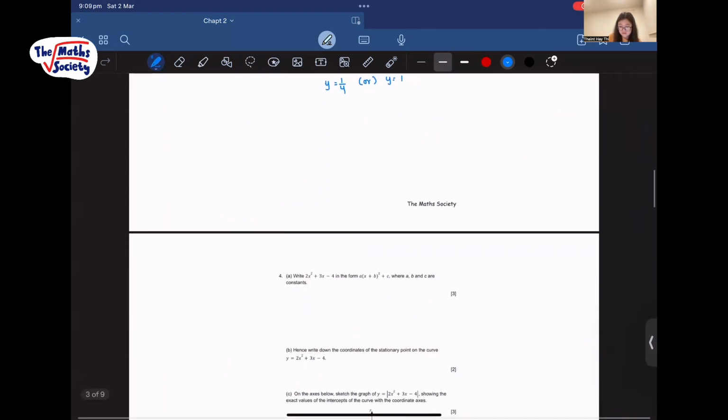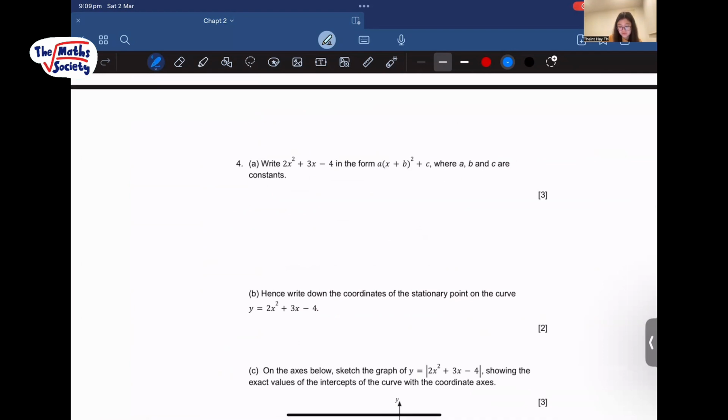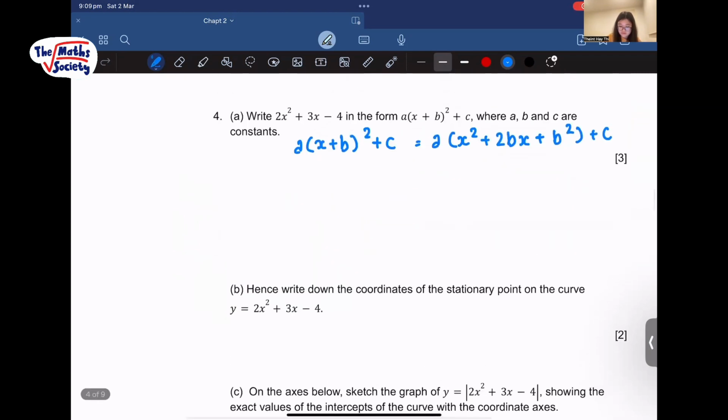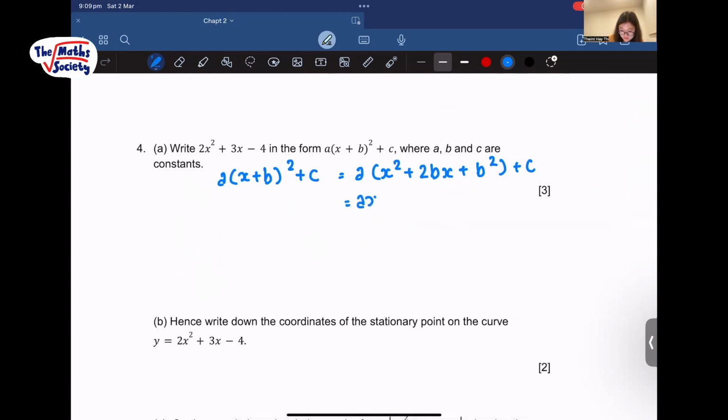Yep. And then we'll go to number 4, which is to write 2x squared plus 3x minus 4 in the form a(x plus b) squared plus c, where a, b, and c are constants. So a(x plus b), the whole square, plus c. We'll multiply this out, which will be a(x squared plus 2bx plus b squared) plus c. So we'll have ax squared plus 2abx plus ab squared plus c. And we'll have to equate it to 2x squared plus 3x minus 4.